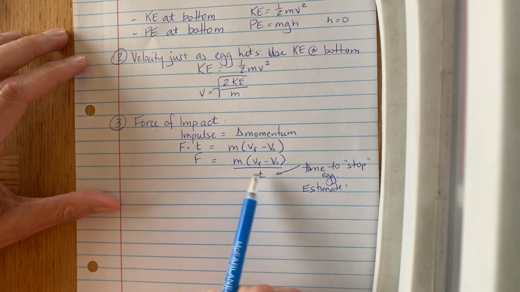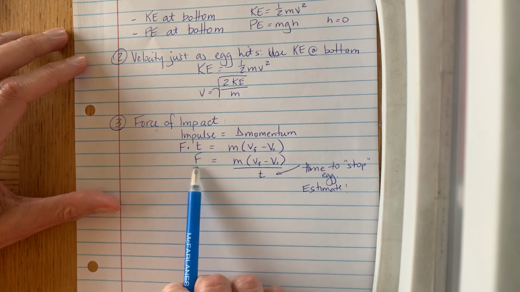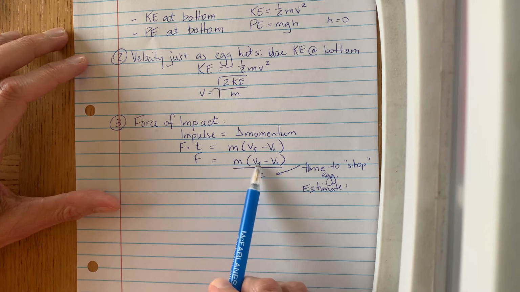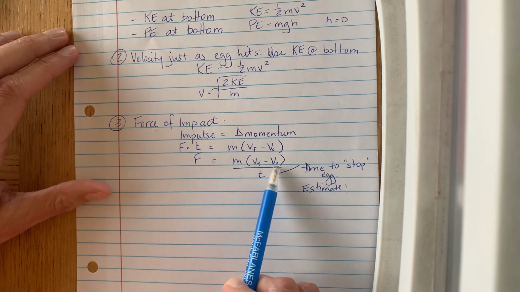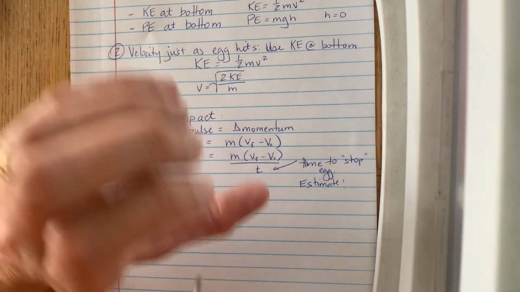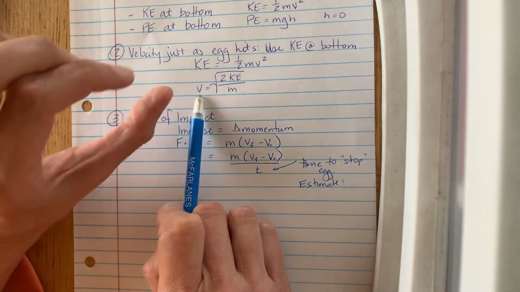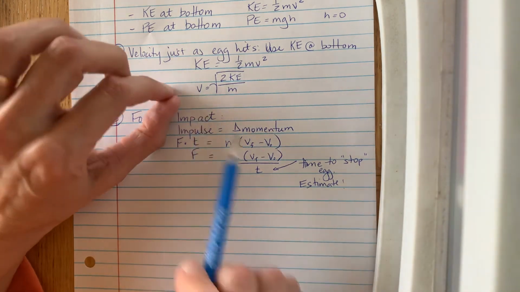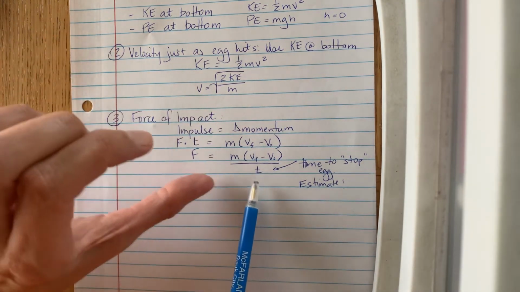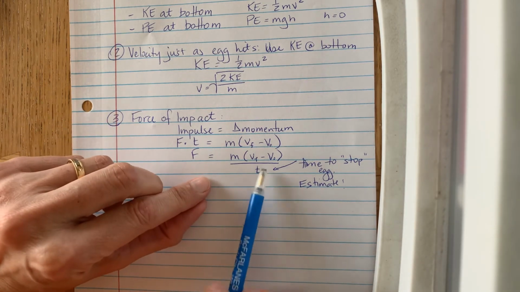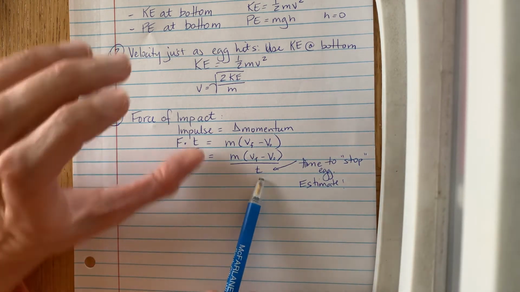Now, solve that for force, and we know the mass of your apparatus. You know the final velocity is 0. You know the initial velocity, which is the velocity right before the egg hits, and then it stops. This happens over a very, very small period of time. You're going to need to estimate this time that it takes the egg to slow down.